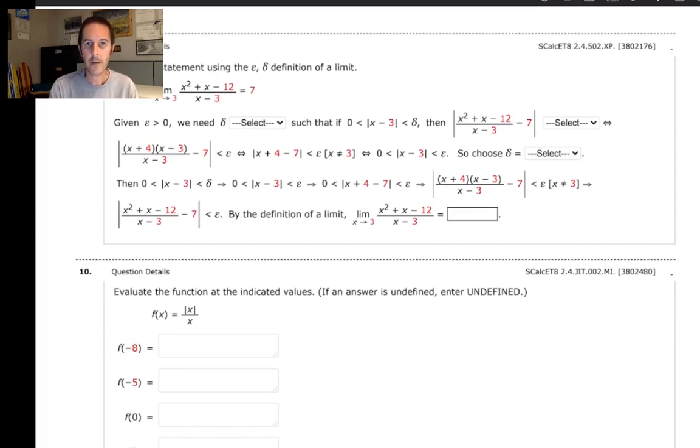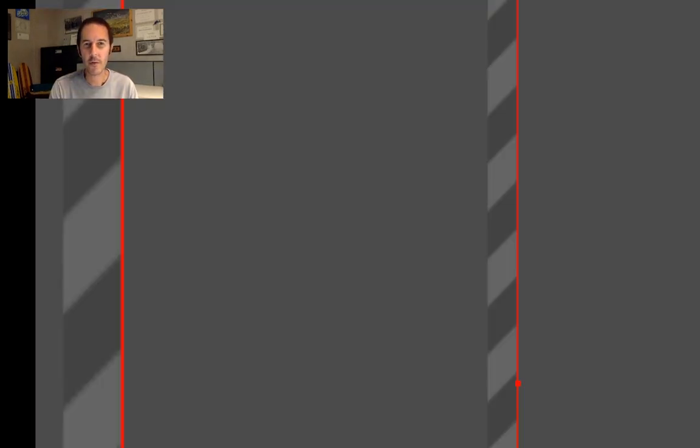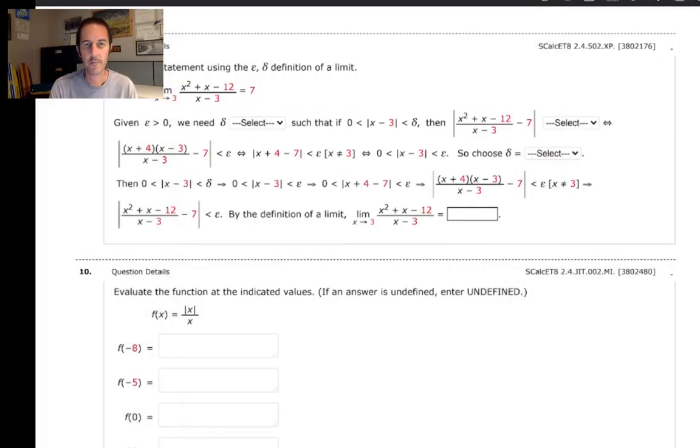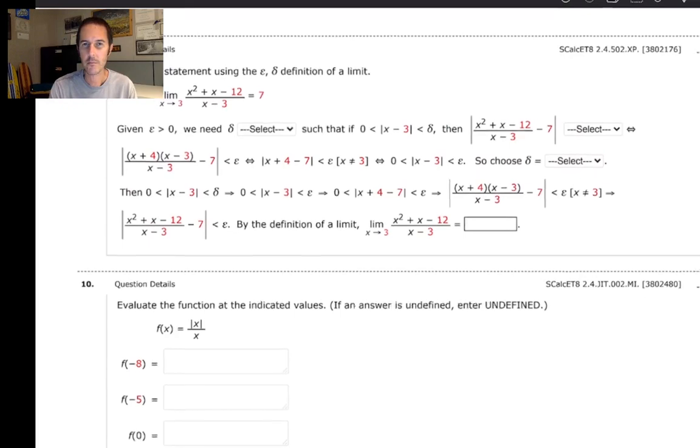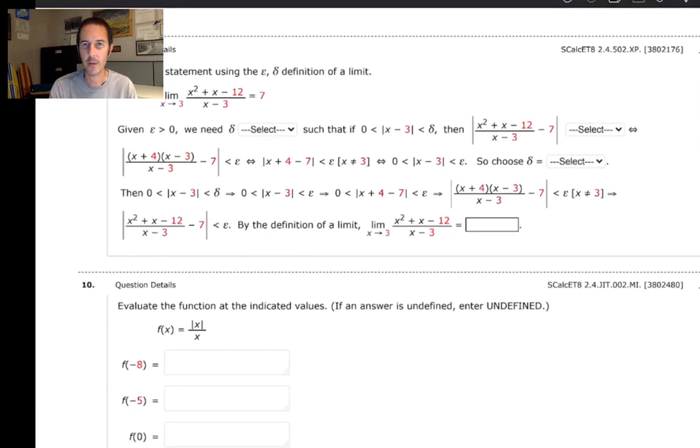In number 9, I'd like to make my screen bigger so I don't have to keep looking down. Oh, can't do that. Maybe I can make this one bigger. Nope. Well, a little bit bigger. Okay.